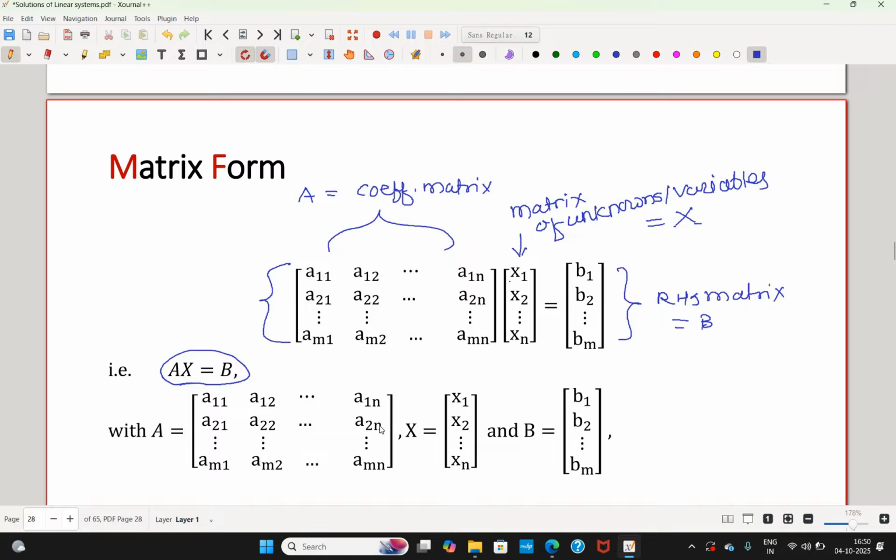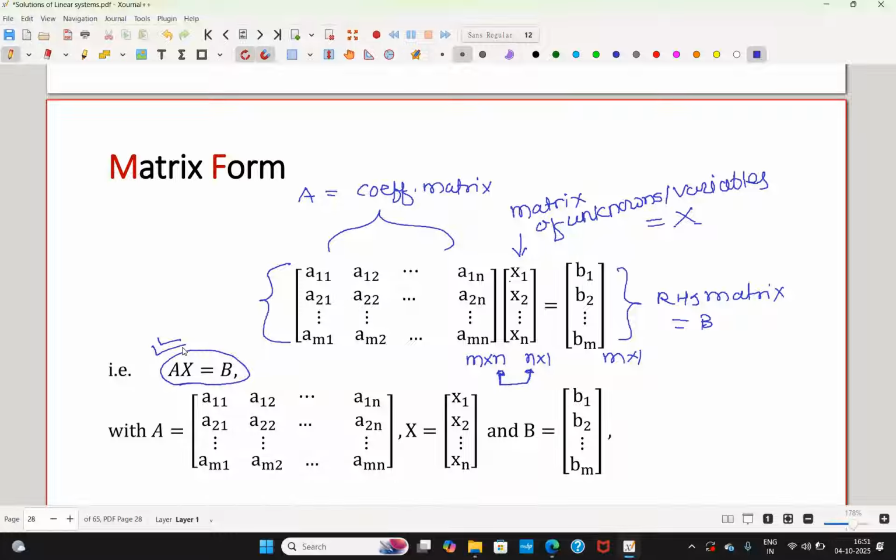B. Correct? So you can observe over here, this particular product is feasible as this coefficient matrix is having order m cross n. Matrix of unknowns is having order n cross 1, and hence the product, as your number of columns is equal to number of rows, is feasible and the resultant matrix will have its order m cross 1. So compatibility of this matrix multiplication is possible over here, and hence the entire system can be converted in this way. So here onwards your notation must be this one to denote system of linear algebraic equations.